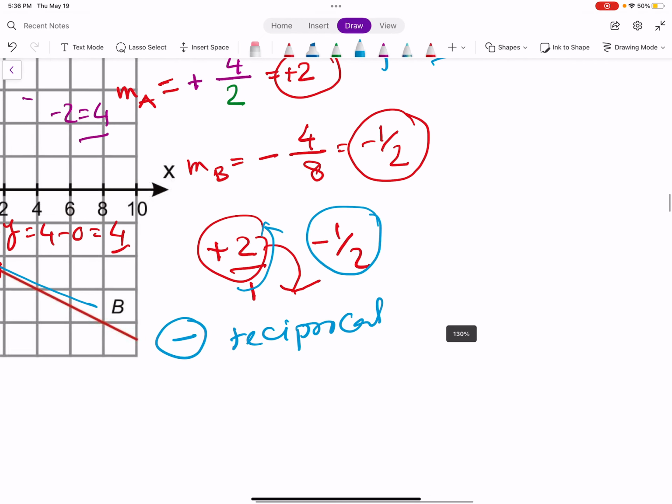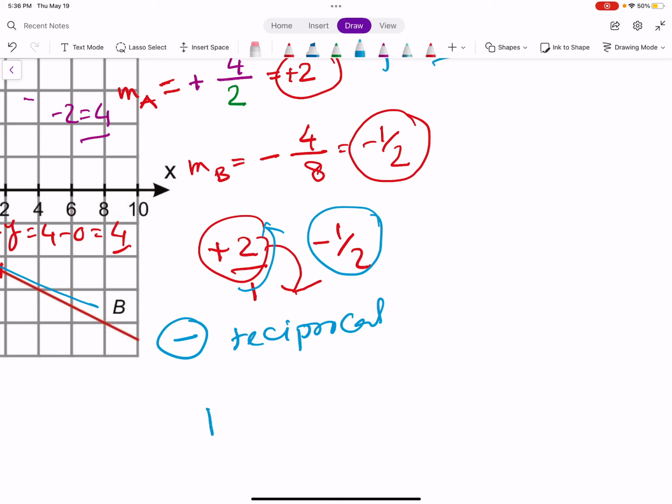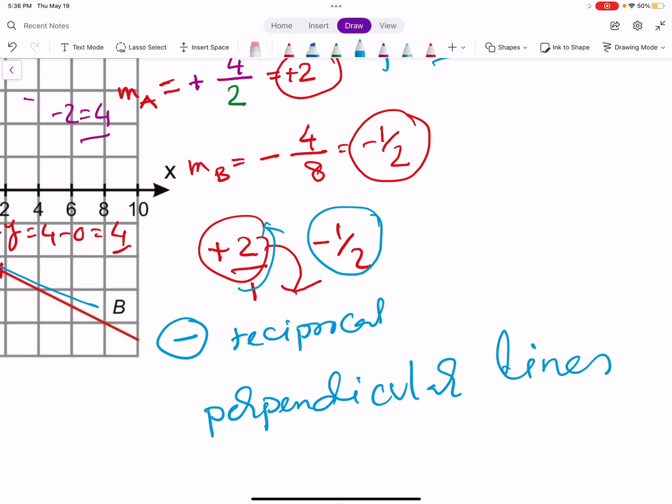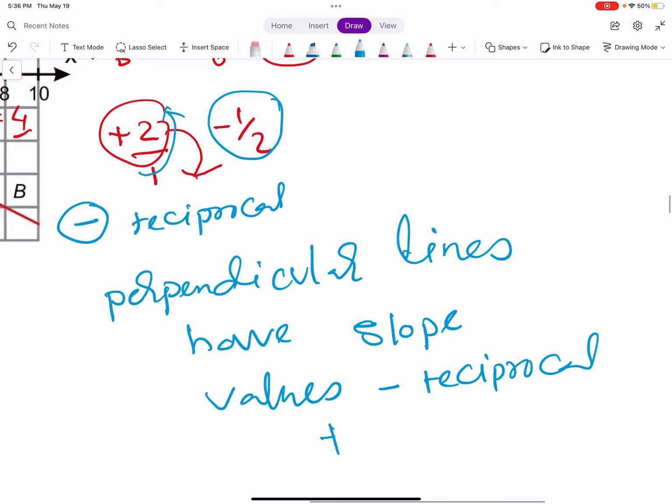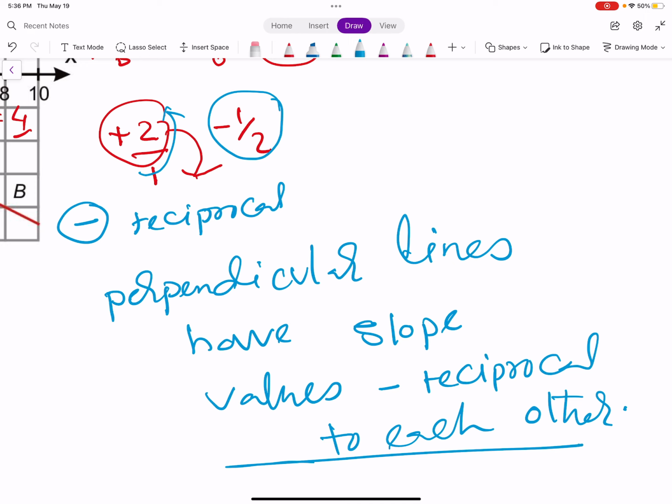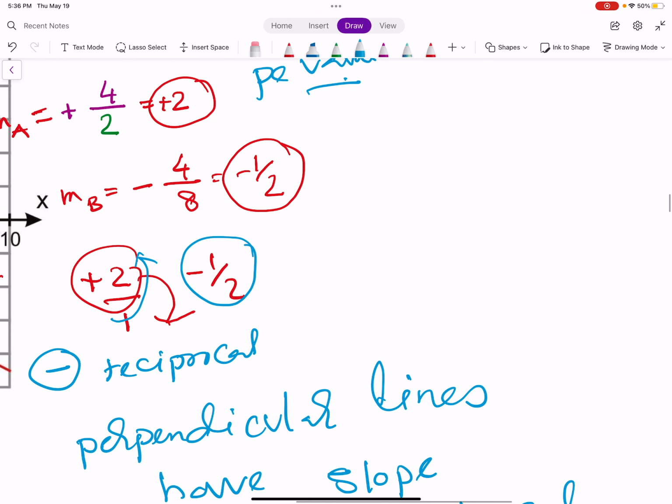and we see negative, so we can conclude perpendicular lines have slopes that are negative reciprocal to each other, right? Or what kind of relationship you can find.